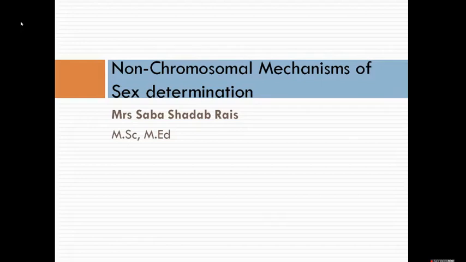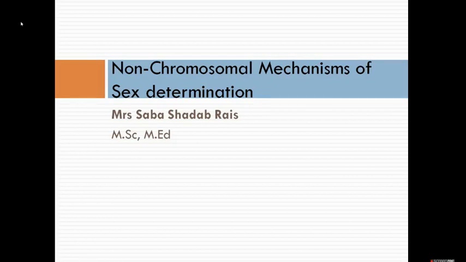So this is all the chromosomal mechanism, or we can say the genetic mechanism, where the genes are influencing the sex of an individual. But from this point onwards, we will be talking about the non-chromosomal mechanism of sex determination. Non-chromosomal mechanism means chromosomes are not involved. That means here the genes will not play the role in determining the sex of an individual. So what is this mechanism? Actually, we will be talking about two aspects.